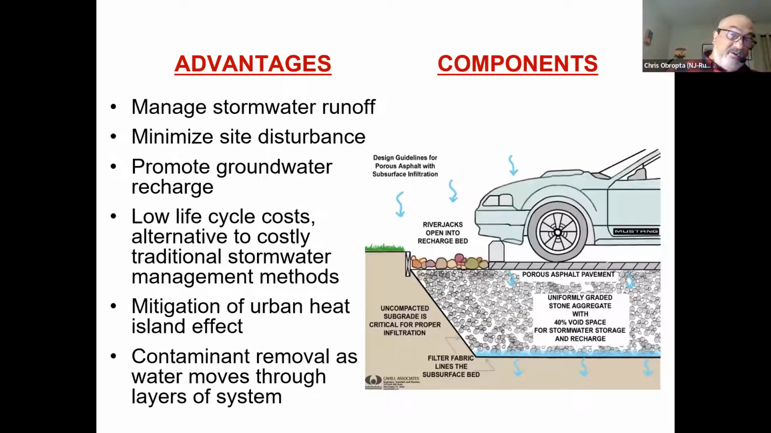That stone layer under that parking lot can be as thick as you need it to be. That porosity of the stone, or the void space, is about 40%. So for every 2.5 gallons of stone, you can store about a gallon of water. Okay, so that gives you how deep that has to be able to hold enough water to manage the 2, the 10, and 100-year storm.